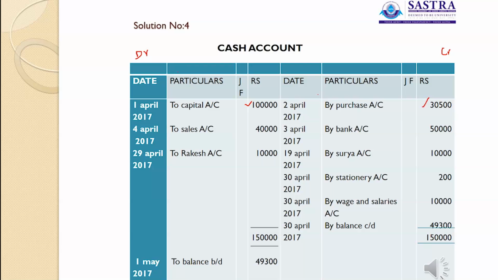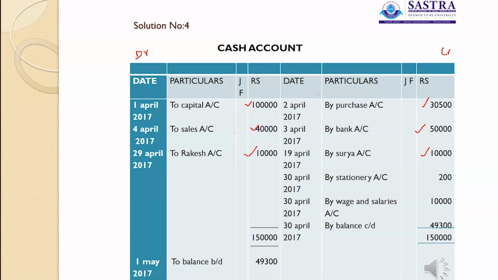April 3rd, amount deposited into bank, open the bank account. So bank account, to cash, 50,000, by bank account. Then cash sales, 4th April 2017, to sales, rupees 40,000. Then amount paid to Surya, rupees 10,000, on April 19th, so by Surya account rupees 10,000. Then April 29, amount received from Rakesh, so to Rakesh rupees 10,000.